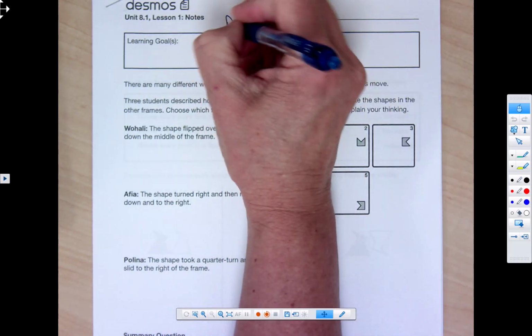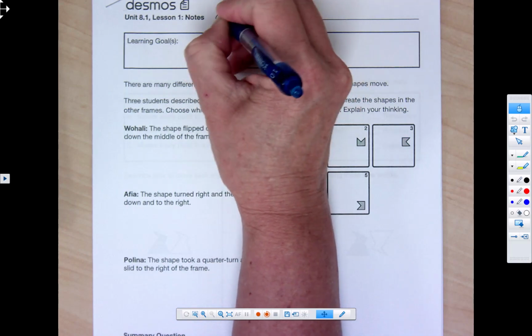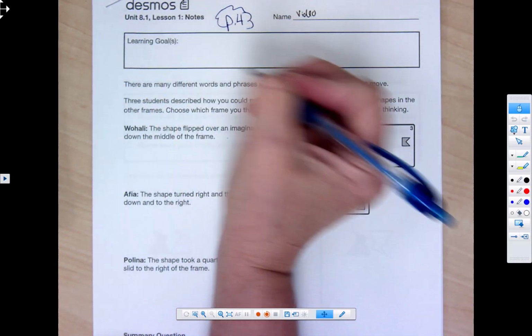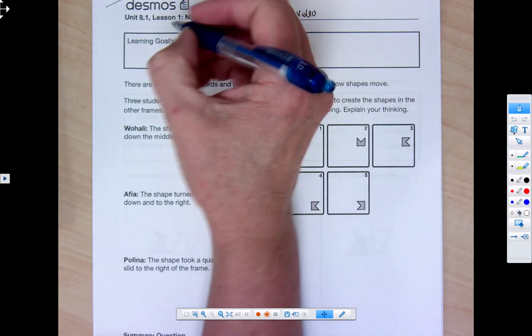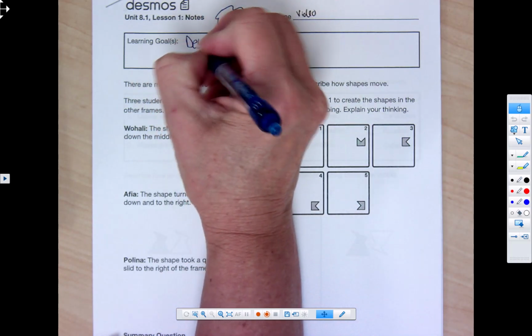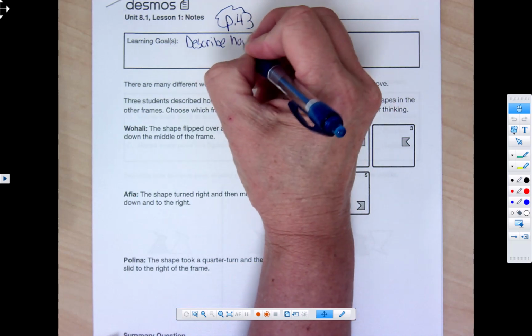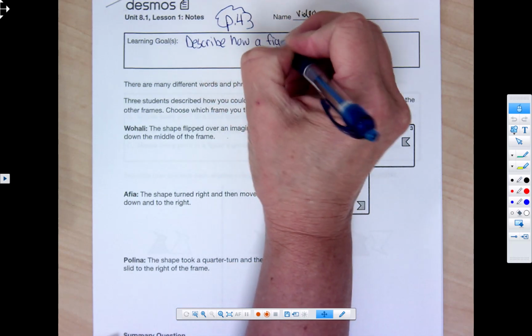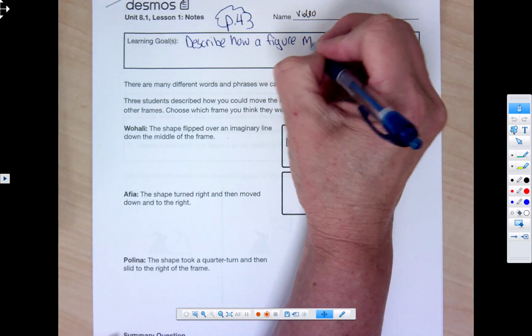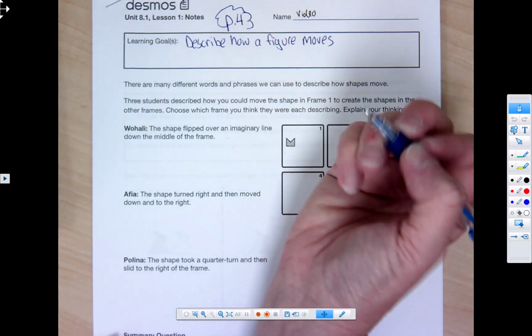We're on page 4 in your notebook. And our learning goal is to describe how a figure moves from one position to another.